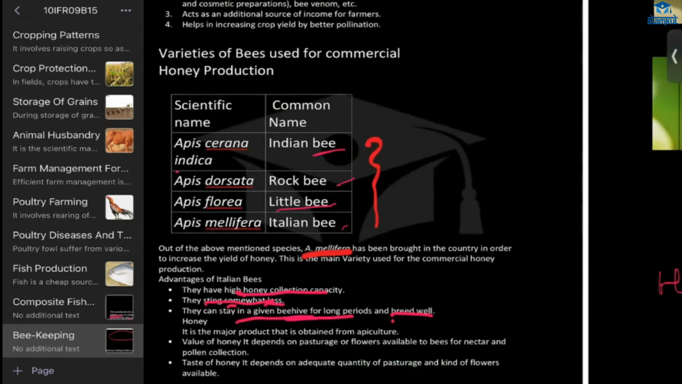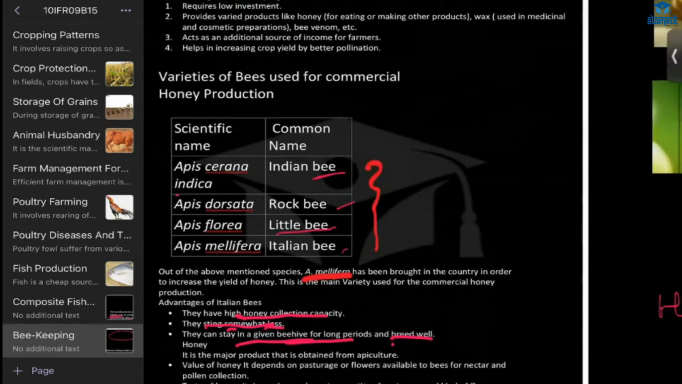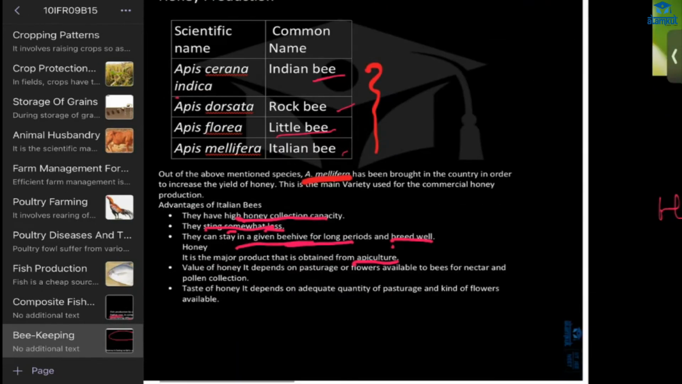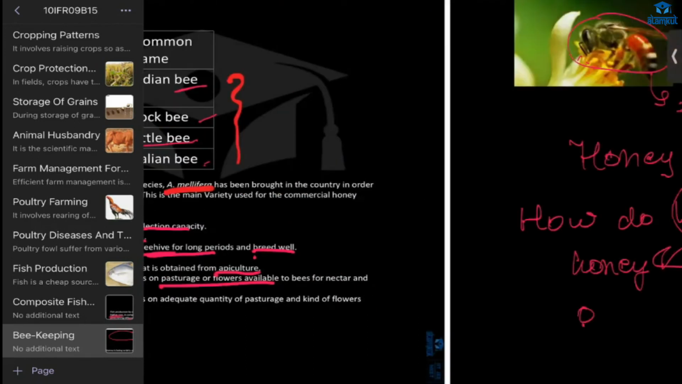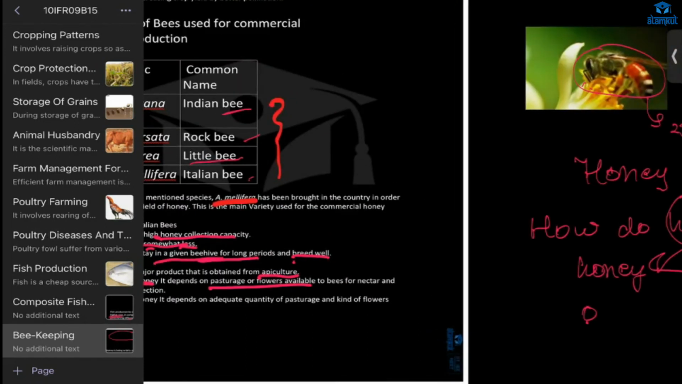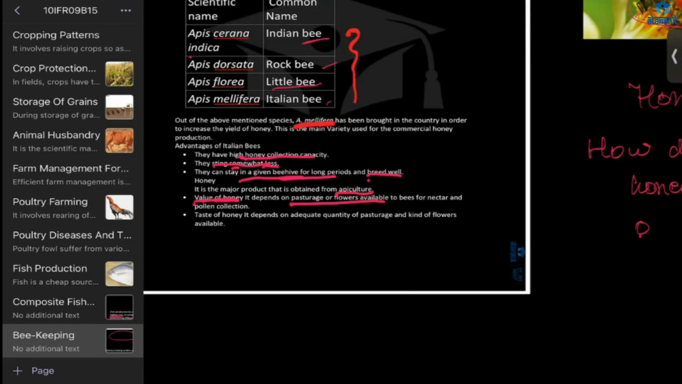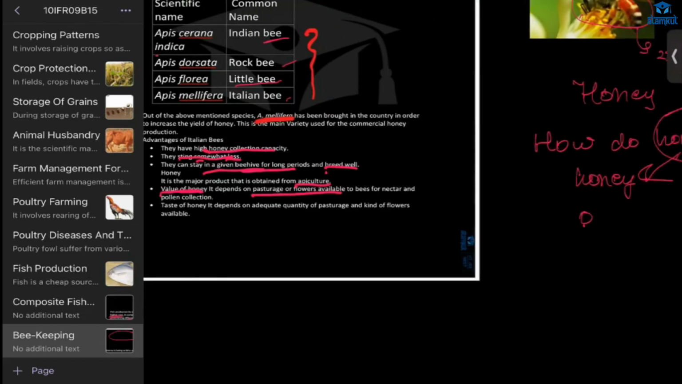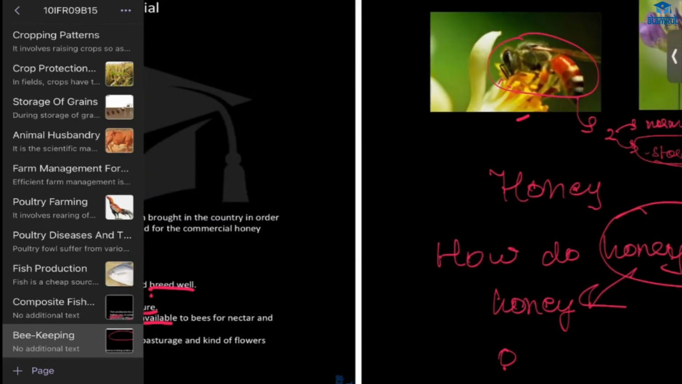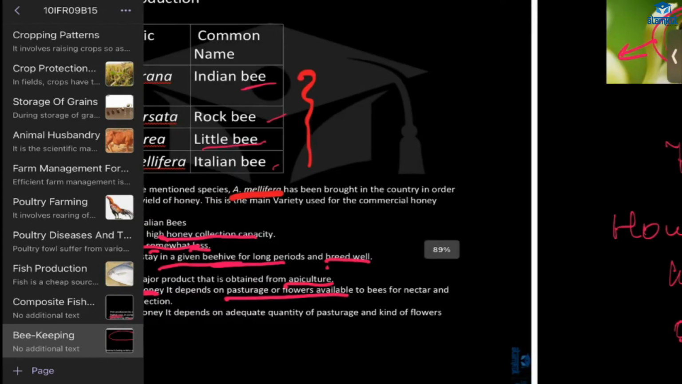And they breed well. This culturing of the bee is called apiculture, and the value of this honey will depend on the flowers available, or pasturage. That means the type of flower they are getting the nectar from. The taste of honey will depend on the types of flowers and the quantity they are getting.